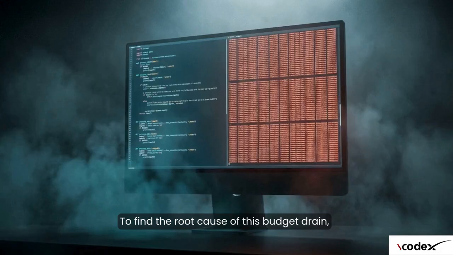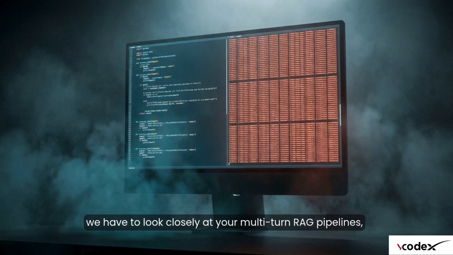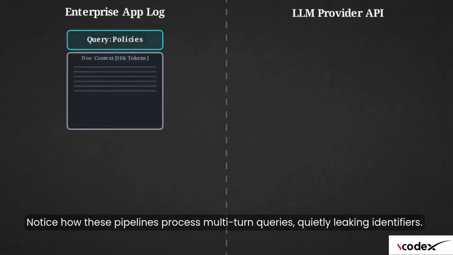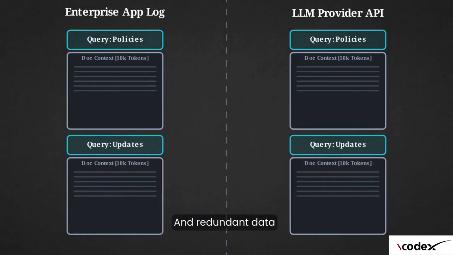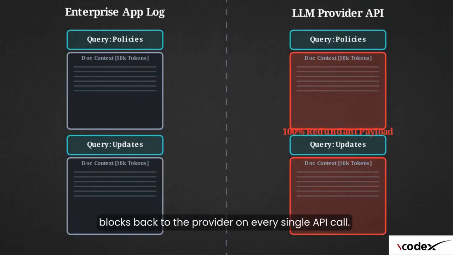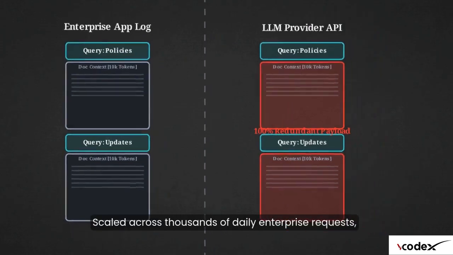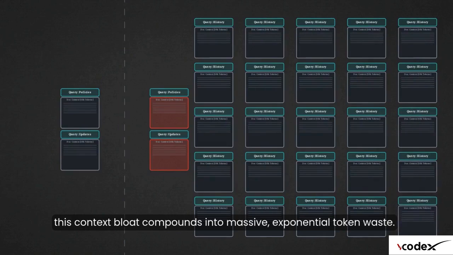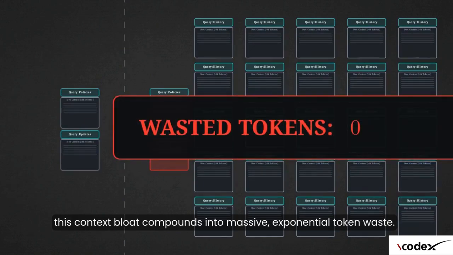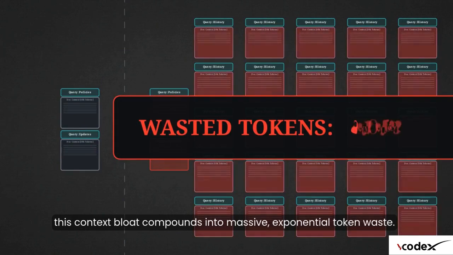To find the root cause of this budget drain, we have to look closely at your multi-turn RAG pipelines, the systems feeding data to your models. Notice how these pipelines process multi-turn queries, quietly leaking identical, redundant data blocks back to the provider on every single API call. Scaled across thousands of daily enterprise requests, this context bloat compounds into massive, exponential token waste.